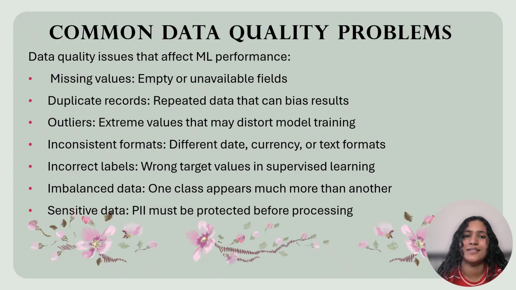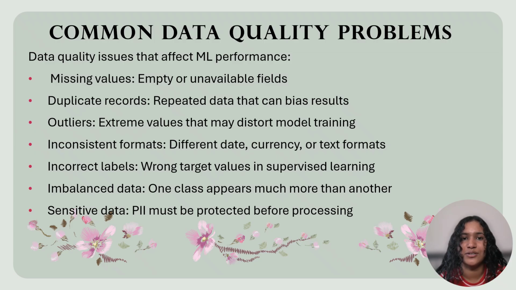Now, let's look at some common data quality problems that can affect machine learning performance. The first issue is missing values. These are empty or unavailable fields in a dataset. For example, a customer's age or income might be missing. Missing data can make it difficult for a model to learn accurate patterns.